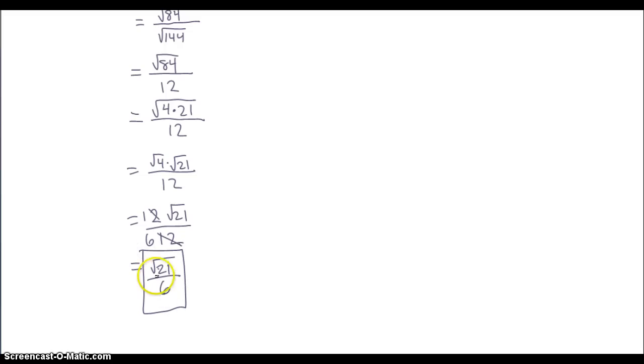That's my simplified answer. Notice that 21 and 6 are both divisible by 3, but I can't divide this 21 and this 6 because this 21 is underneath the square root and this 6 is outside of a square root. I can only divide when my two numbers are outside of a square root.